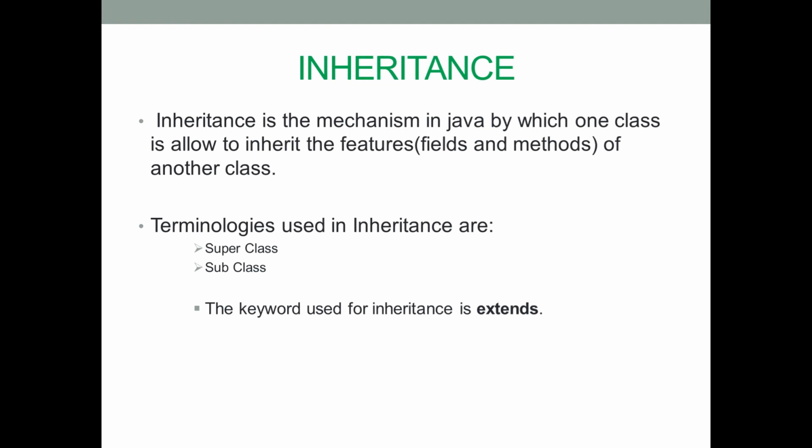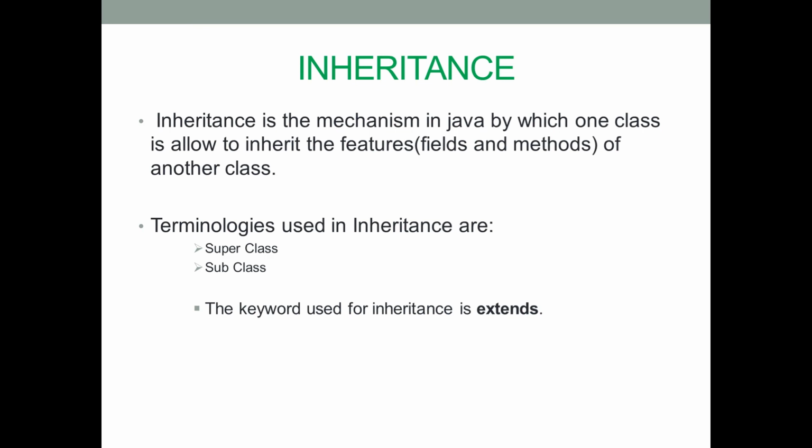So inheritance is a mechanism in Java by which one class is allowed to inherit the features. Features means attributes and behaviors, or methods and variables of another class. So this is simply inheriting the properties of one class into another class. One class will be a parent class and another class will be a child class. It means that the child class can inherit all the properties of the base class or parent class. That is an important property in OOPS and in Java.